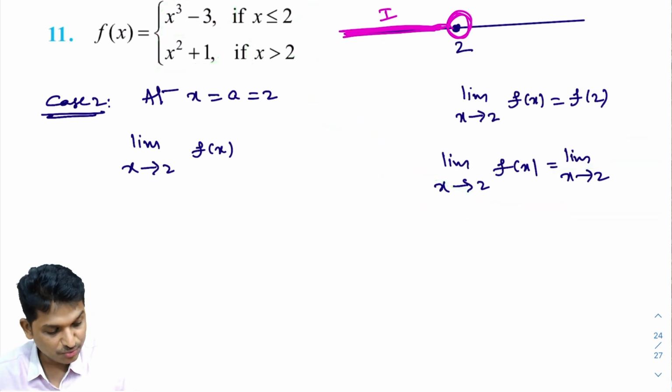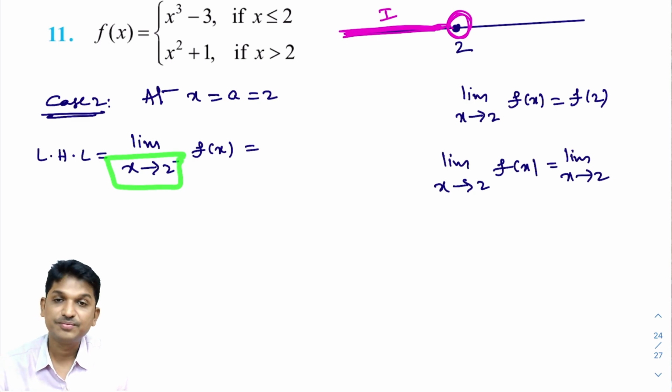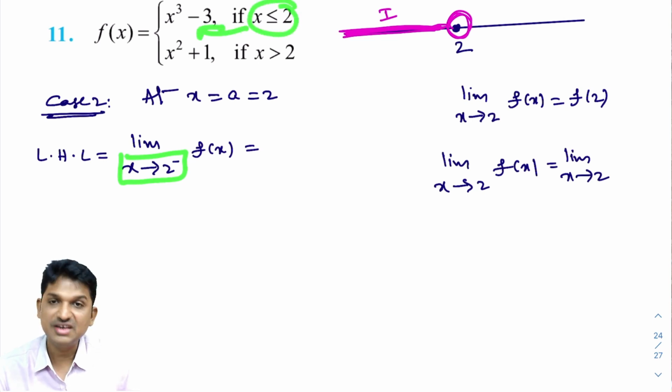You see, for example, left hand limit. I will calculate left hand limit at x equal to 2. That means limit x tends to 2 minus f of x we need to calculate. You observe here, x tends to 2 from left. X tends to 2 from left means all x values are less than 2, very nearer to 2. Less than 2 means which function to choose? This x cube minus 3. There is no confusion to choose in this.